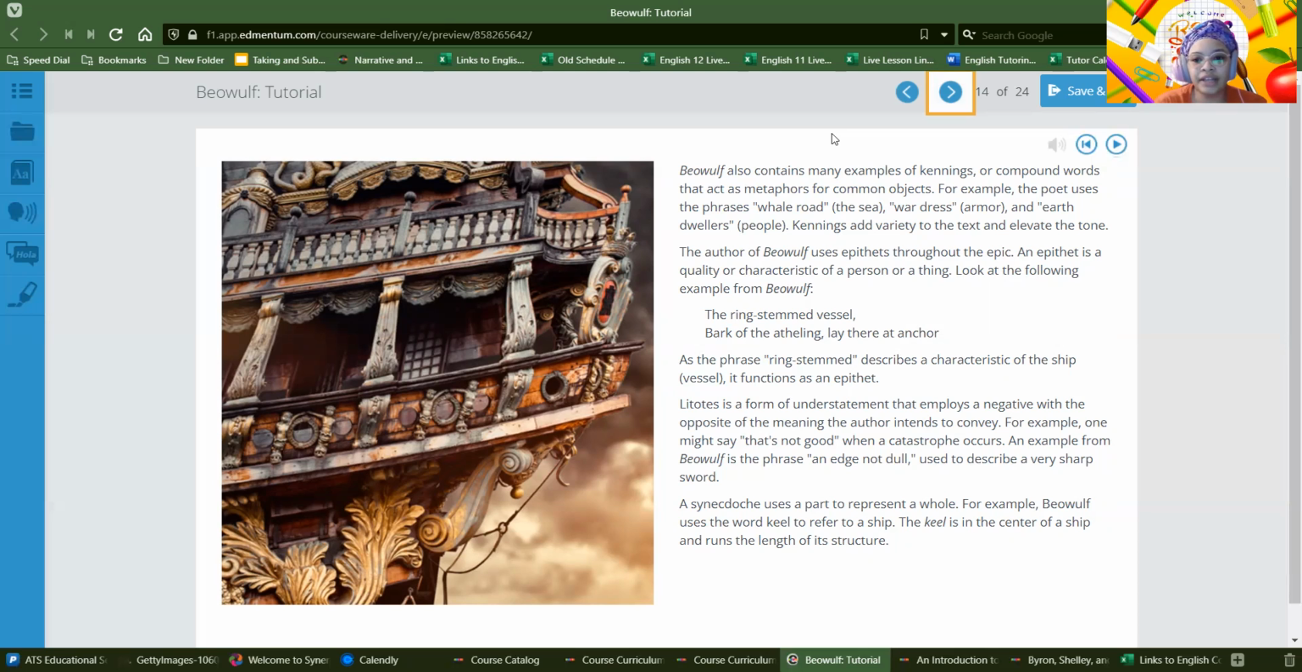The next one is litotes. A litote is an understatement that employs a negative with the opposite meaning. So you're using a negative way to describe something, saying it's not this negative thing. The example that they give you here is "that's not good" when a catastrophe occurs. Like if a building is on fire and you say that's not good. We know it's terrible, but you're saying it's not this good thing. That's what they mean by employ a negative.